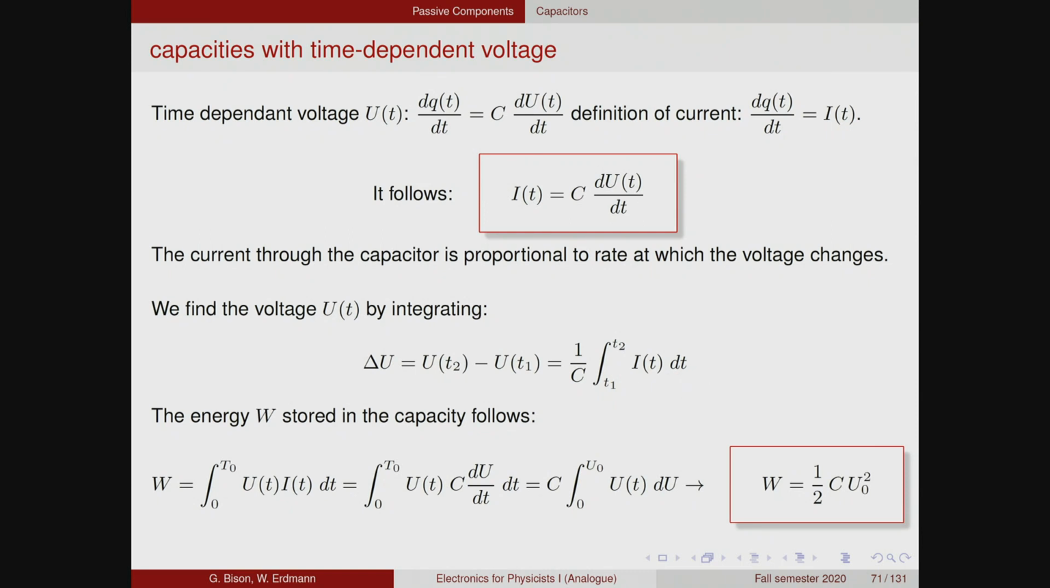Okay, and this can be used to calculate how much energy is stored in a capacity. So let's have a look. Energy, work, here is the voltage times the current. And we have to integrate that from zero to the time to which we want to know the value. The voltage signal is clear. The current we can replace with the derivative using this expression. And then this is a variable substitution of the integral. So now we can integrate from zero to the voltage we're interested in over the voltage. And this simply gives us that the work is 1/2 the capacity times the voltage squared.